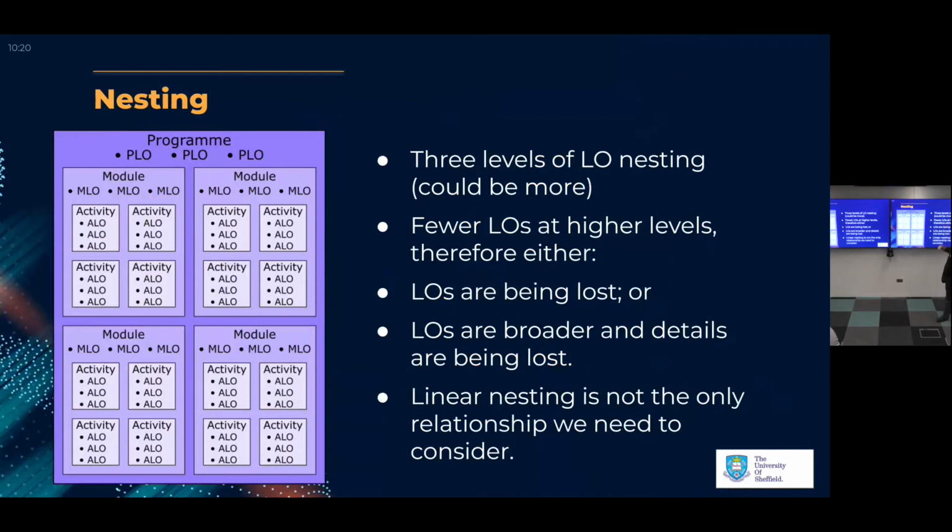So at a program level learning outcome, there are a lot fewer than there are activity level learning outcomes. So something is happening there. Either we're losing them along the way, or more often, they're becoming broader. We're losing that detail. For example, this linear relationship loses the specificity of what we actually mean when we are assessing those program level learning outcomes.